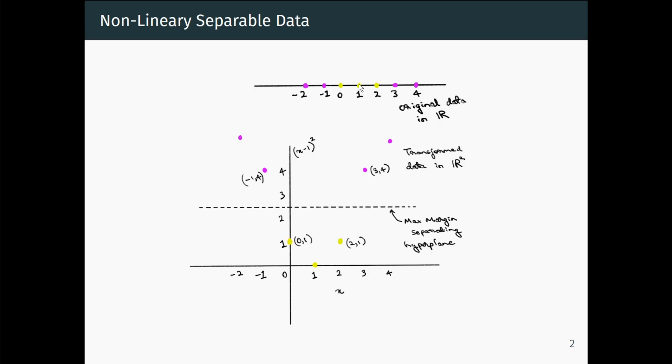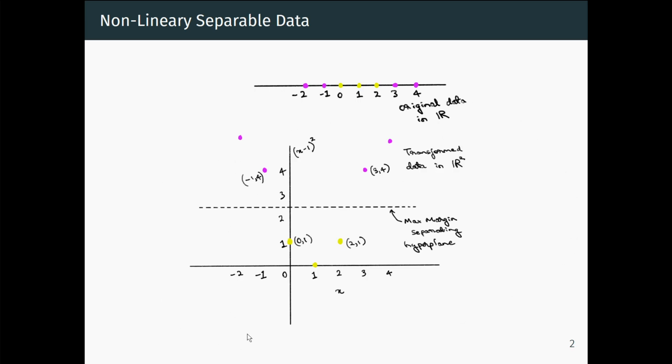The yellow point which was earlier 1 will now be mapped to x equal to 1 and (x minus 1) whole squared equal to 0. Similarly the point x equal to 2 would be mapped to x equal to 2 and the other feature is 1. And we look at the other color points also, which are the other class. So x equal to 3 is mapped to x equal to 3 and (x minus 1) whole squared equal to 4, and so on and so forth.